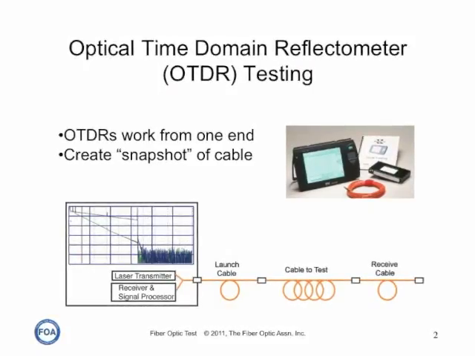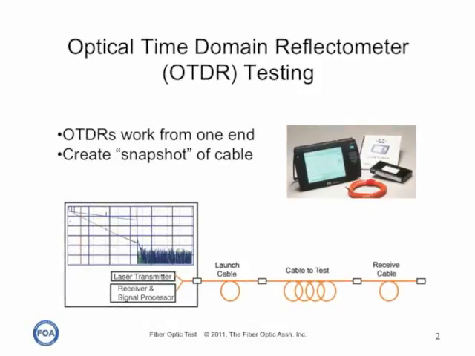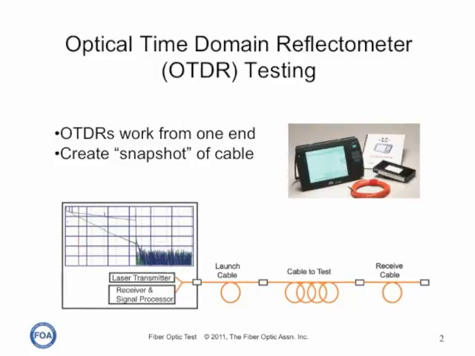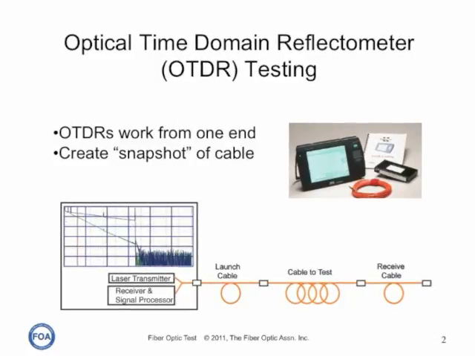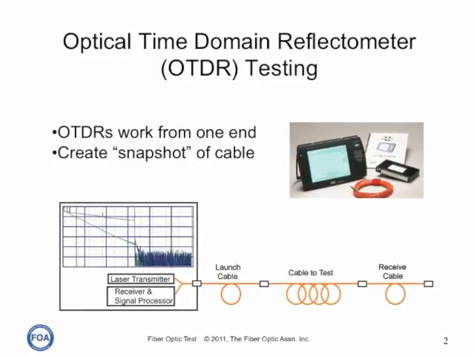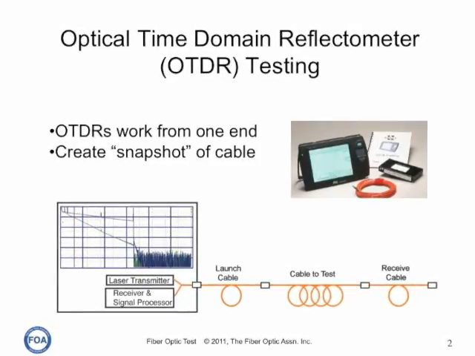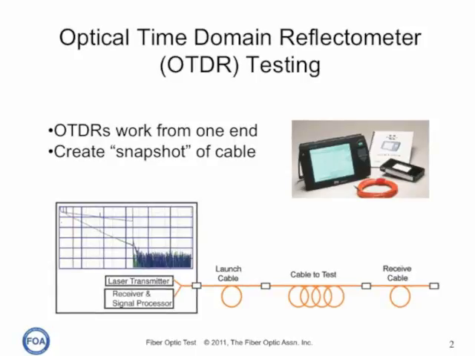OTDRs are an interesting piece of test equipment in that they only need access to one end of the cable to work. And what they do is they create a snapshot of the cable plant. And that snapshot can be analyzed for all sorts of useful and interesting information.